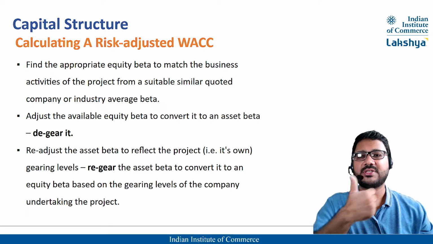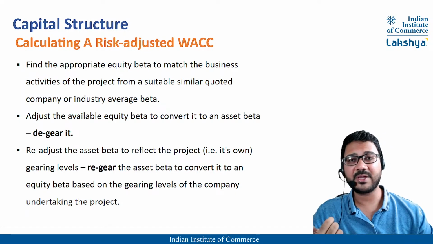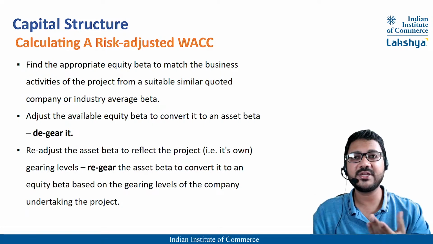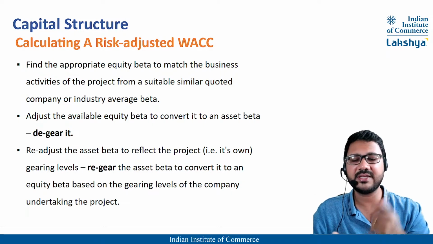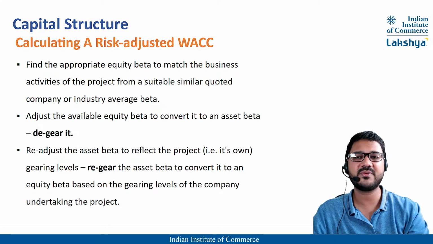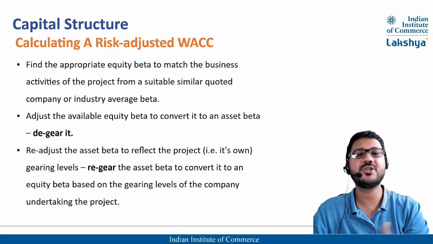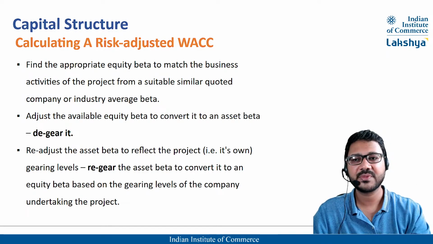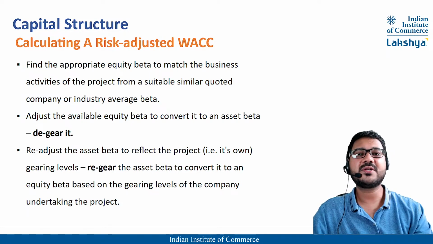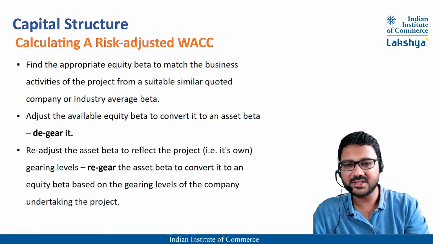Okay. So step number one, find the appropriate equity beta, or before that step, I would rather say first find out whether you need to adjust or not. If you need to adjust, then yes, first step will be find the appropriate equity beta to match the business activities of the projects from a suitable similar quoted company or industry average beta. Adjust the available equity beta to convert it into asset beta. The whole process is called de-gearing.